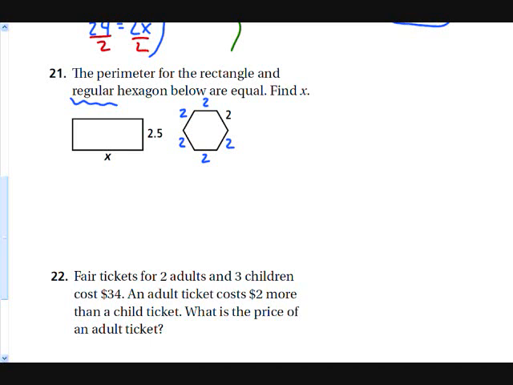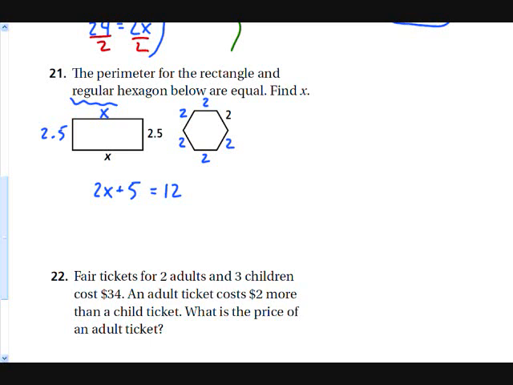We're talking about the perimeter for the rectangle and the hexagon. For the rectangle, remember, opposite sides are equal. So the perimeter of this rectangle, if I add all the sides together, I have 2 x's, so it's 2x, plus the 2.5 and the 2.5 add up to 5. So that's the perimeter of my rectangle. And then the perimeter of the hexagon, I just have to add all these together. There's 6 of these 2's, so that's going to be 12.